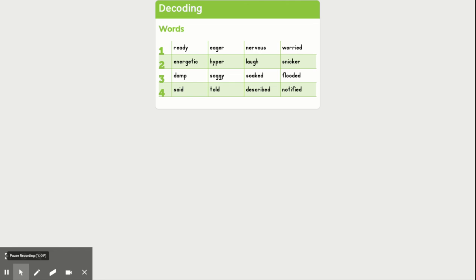If we were in the classroom, I wouldn't say, I notified you to get your notebooks out. No, I would say, I told you to get your notebooks out. I said, get your notebooks out, right? I wouldn't notify you because it's not very official.